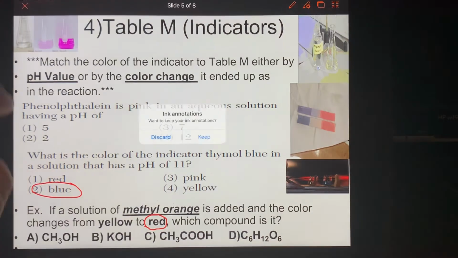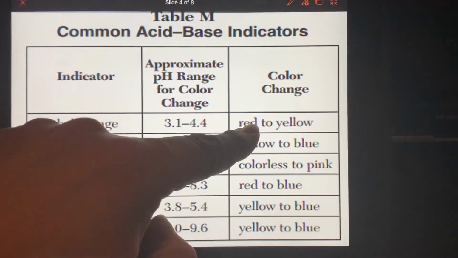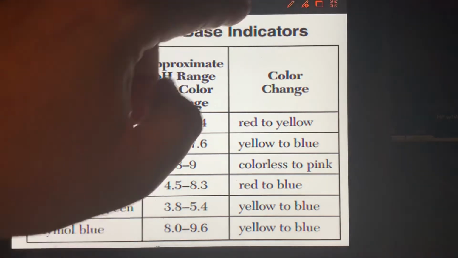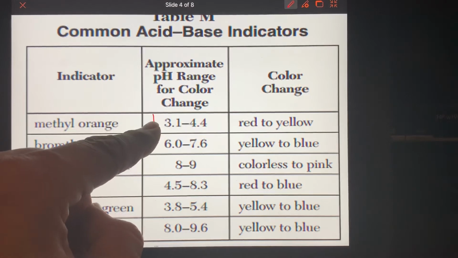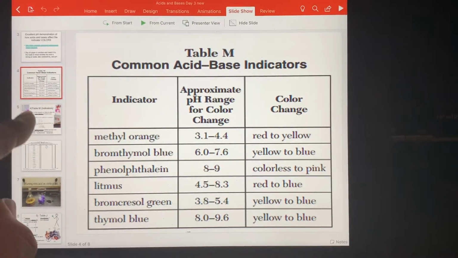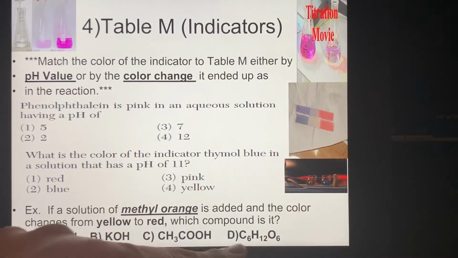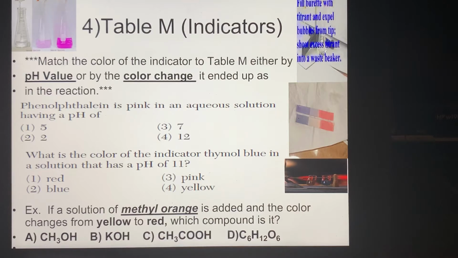Well, let's go back. We know that methyl orange turns red when its pH is below 3.1, okay? That makes it an acid. Remember we said before, anything below 7 is an acid, anything above 7 is a base, and 7 is neutral. So we need to see which of these is an acid here. Well, then you would have to go back to table K. On table K, there is a list of acids. Take a moment right now, go to table K, and look to see which of these compounds is an acid.